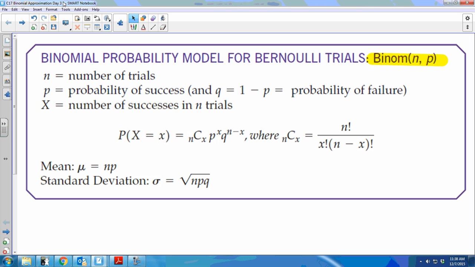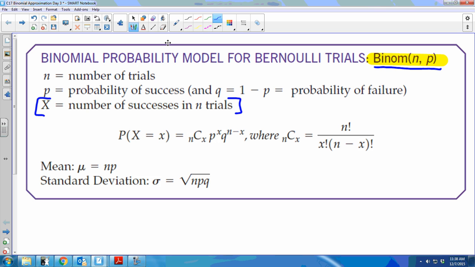So if you're doing the geometric model or the binomial model, you need to identify that you're using it. If you're using the binomial model, you would need to write down that you're using the binomial model with n number of trials and p the probability of success. At the very least, that identifies what you're talking about. X is already defined for you, your random variable. It's the number of successes in n trials.